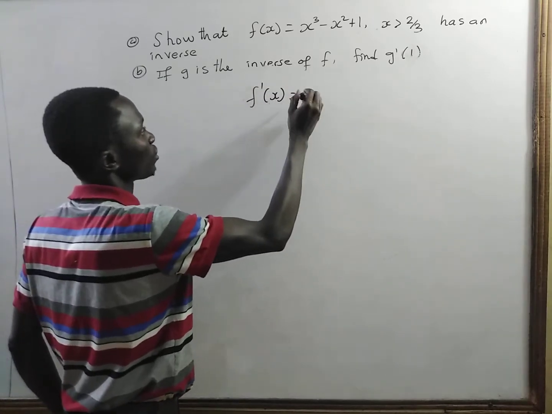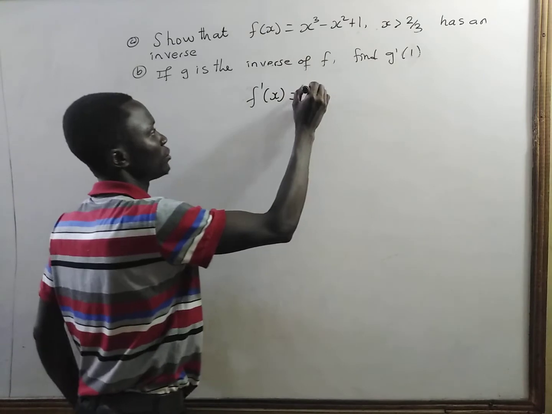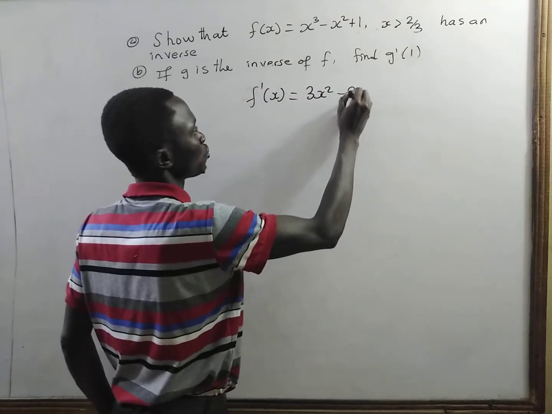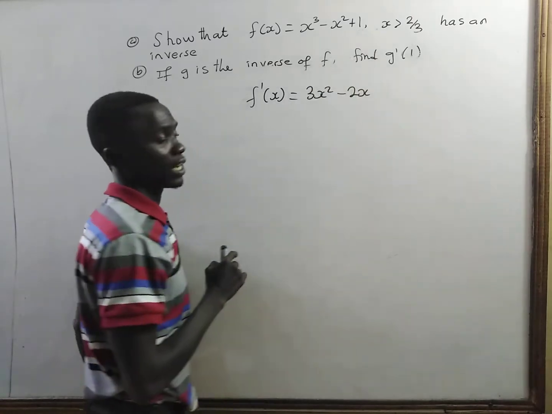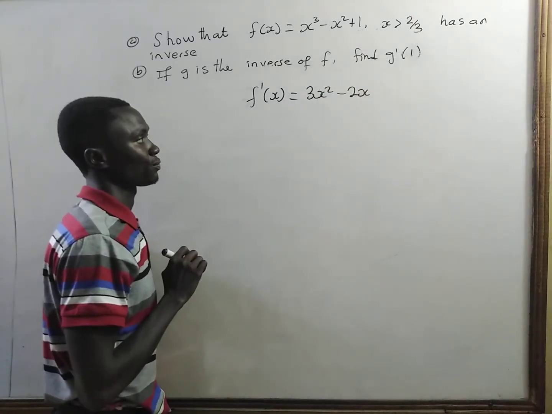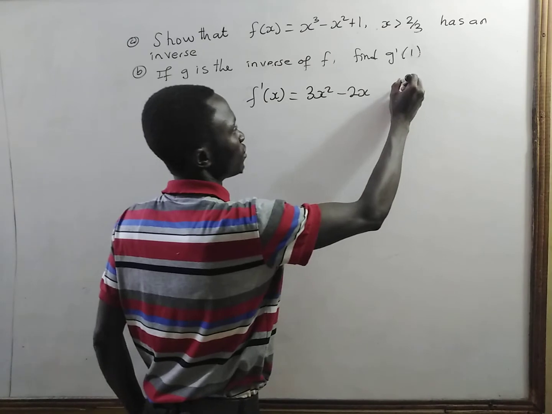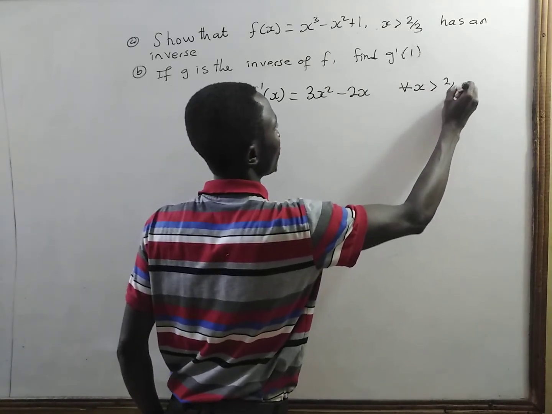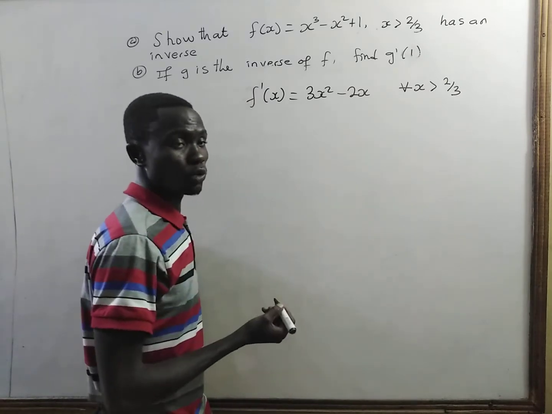So f prime of x equals, if you differentiate x cubed, you get 3x squared. If you differentiate minus x squared, you get minus 2x. If you differentiate a constant, it is 0. Now, for all the values of x greater than 2 out of 3, what do I mean by that?